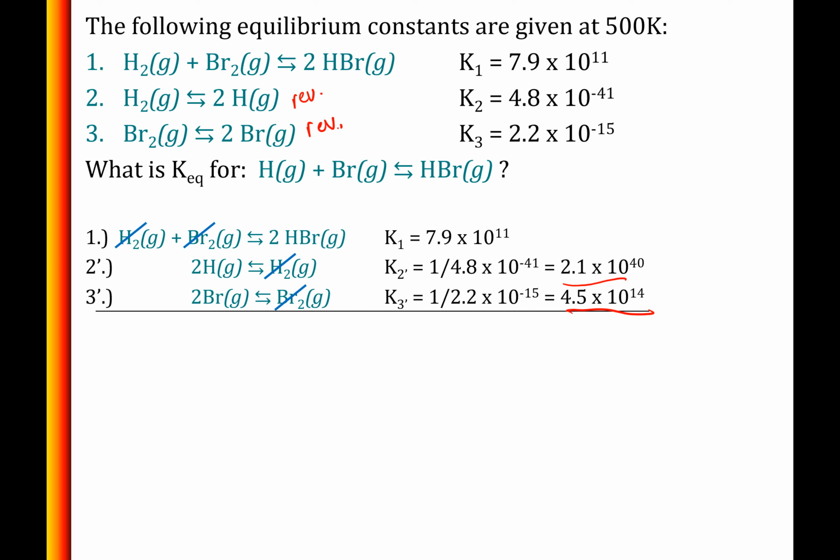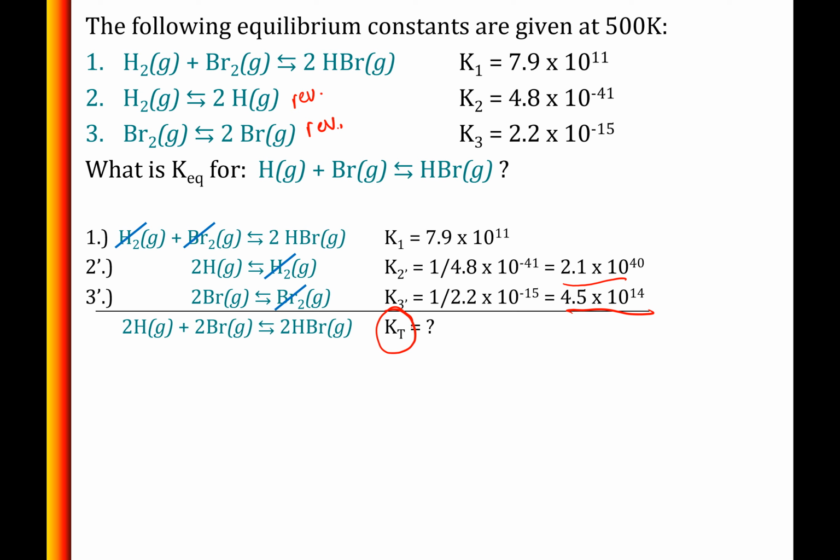Now we can cross out anything that appears on both sides of the arrows. So H2 will cancel with H2. Bromine will cancel with bromine. And now we can add these together. So we end up with 2H plus 2Br gives us 2HBr.